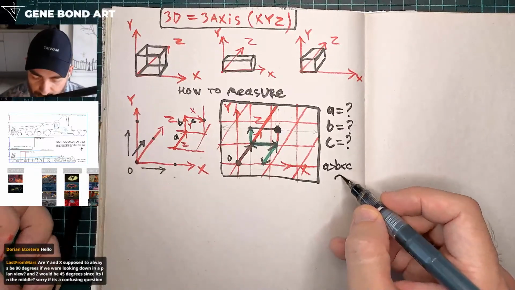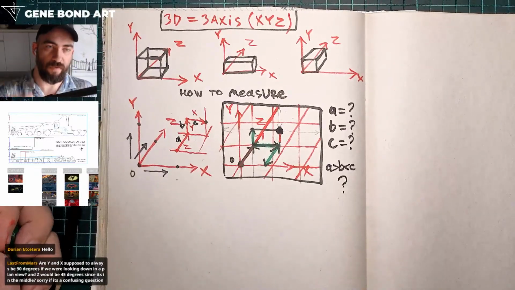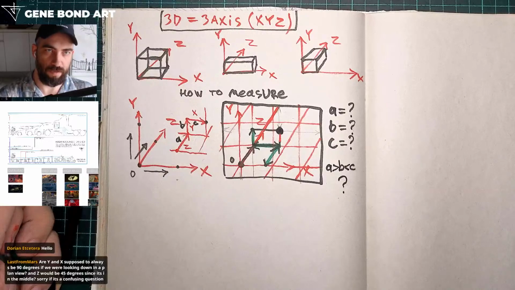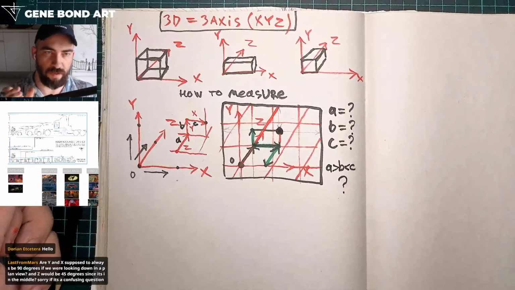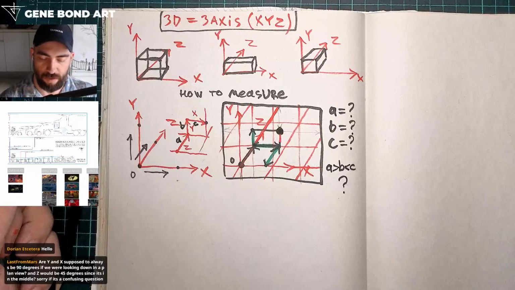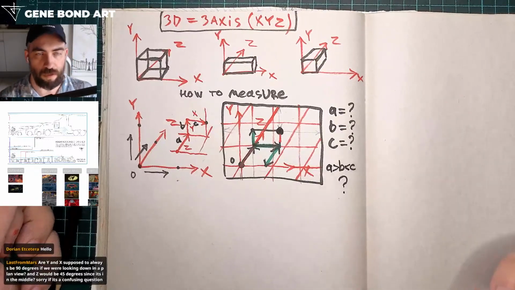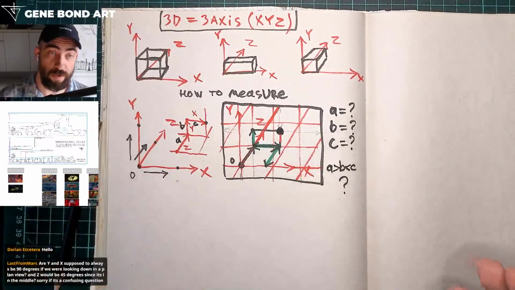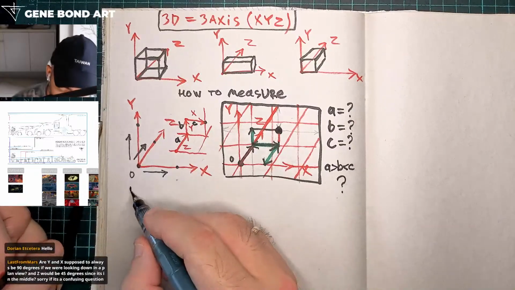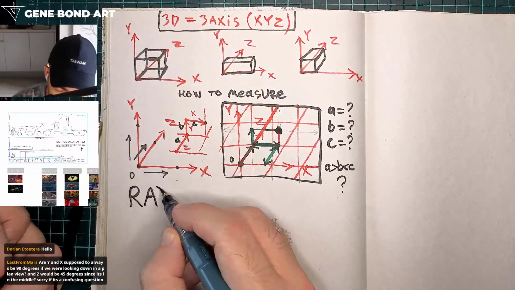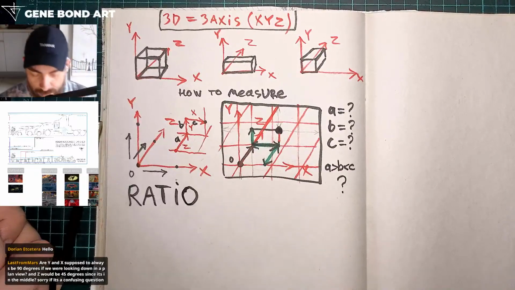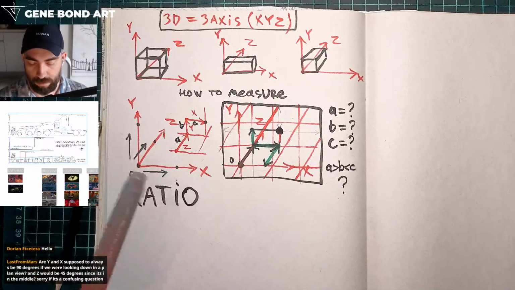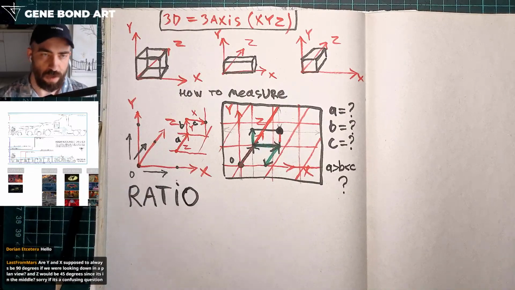And how can we make it very clear and precise, so I will know exactly what A is, what B is, what C is, what their lengths are? So how to do this? For this we need ratio, right? So ratio. And what is ratio?